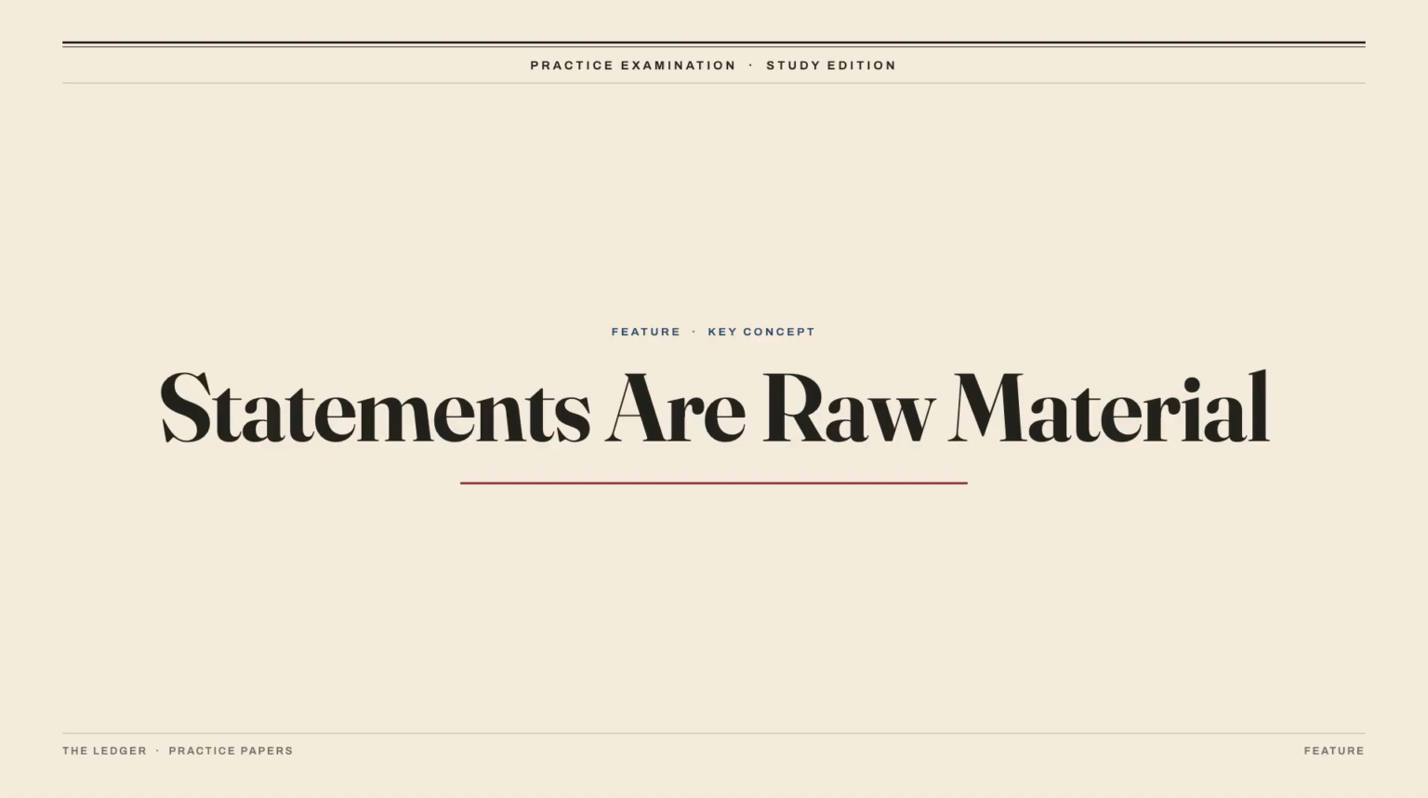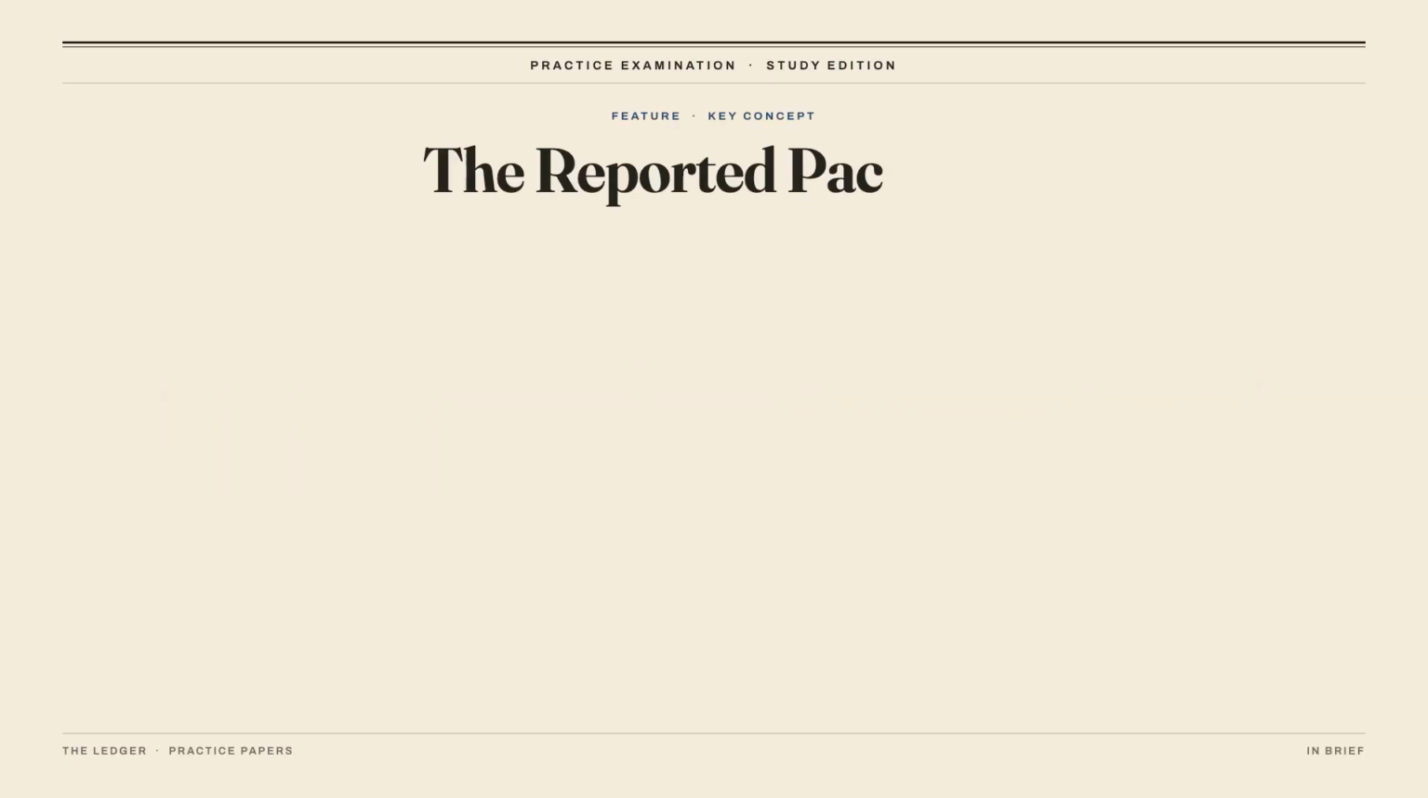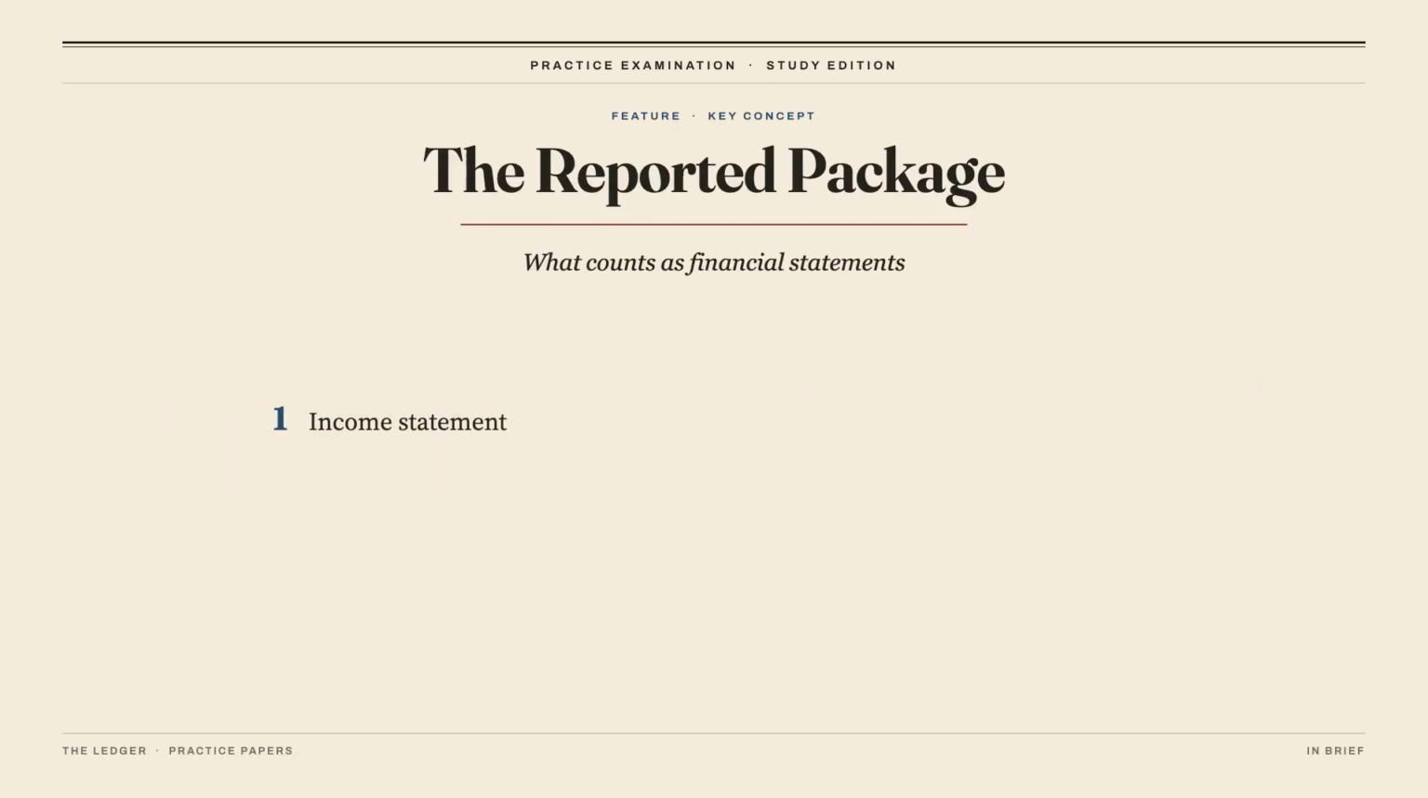Financial statements are the most visible building block of analysis, and precisely because they're so visible, they're also the most misunderstood. The package includes the income statement, the balance sheet, the statement of cash flows, and the statement of shareholders' equity, along with the notes that travel with them. This is simply the reported data a company issues to the outside world.